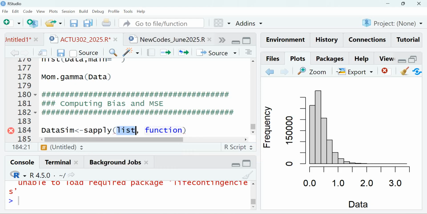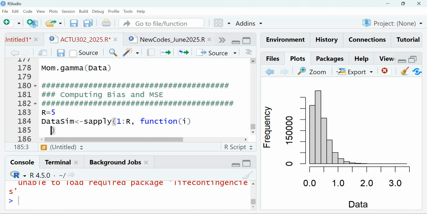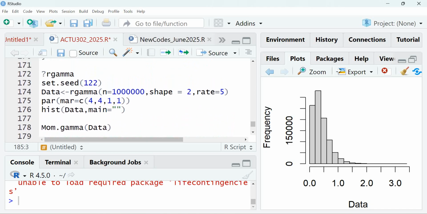So apply. Then I'm going to use this. So 1 to R. So R depends. For a start, let's just use 5. But if we are calculating bias, we need to do more than 1,000. But I want us to know how this is done. So function, and actually it's not even necessary to do anything. I'm just going to put what we have here in there.